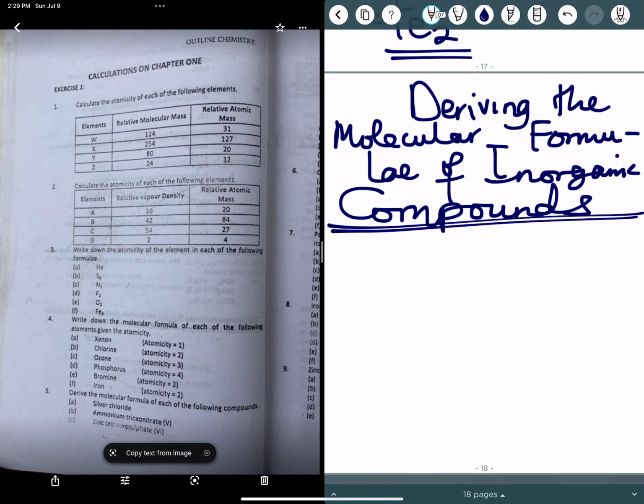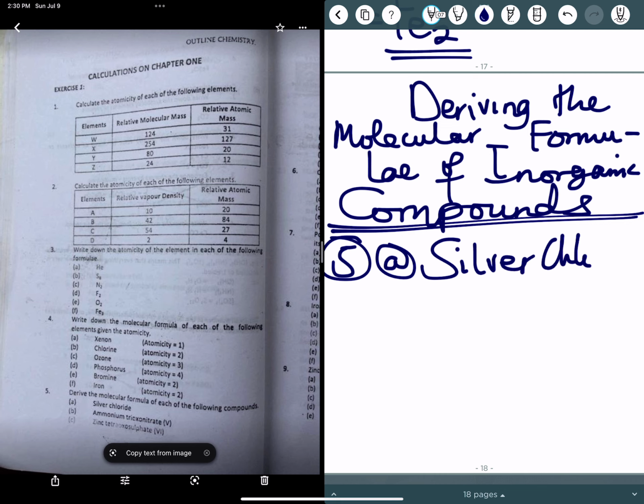Let's see some examples on the derivation of the molecular formula of inorganic compounds. Our example starts from question 5. Here, it says, derive the molecular formula of each of the following compounds. First one is silver chloride.